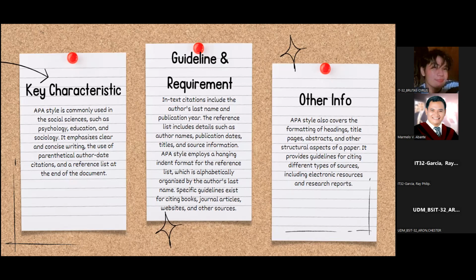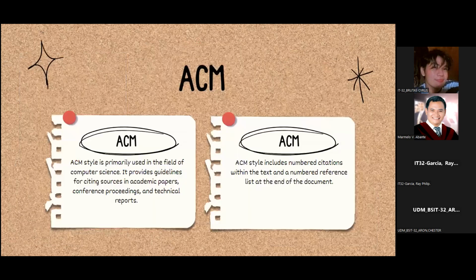So other information about APA style is it also covers the formatting of headings, title pages, abstracts, and other structural aspects of a paper, and it provides guidelines for citing different types of sources, including electronic resources and research reports. Next slide, please. So ACM style is primarily used in the field of computer science.